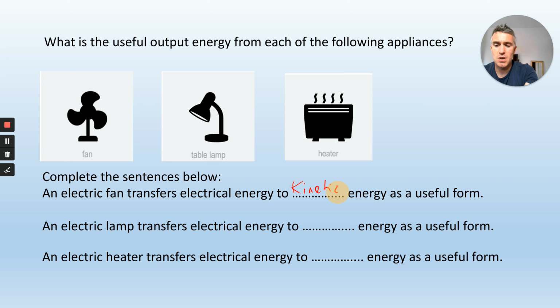A lamp transfers electrical energy to something as useful energy. We mentioned before, lamps give off heat. If you touch a lamp, you'll notice they're hot. But that's not what you want them for. What do you want them for? You want them for light energy. An electric heater transfers electric energy to... What's the job of a heater? Thermal energy.